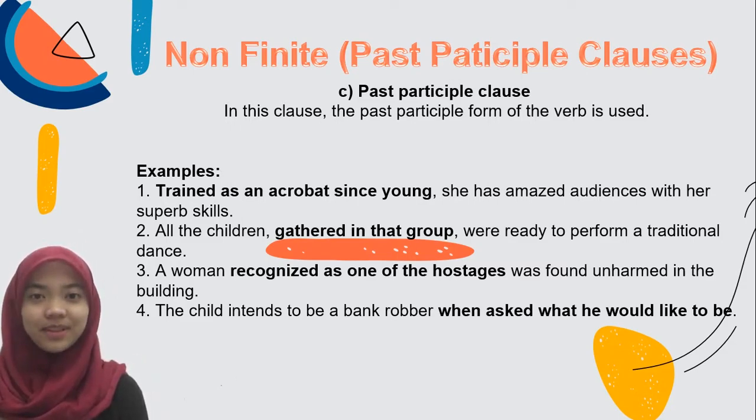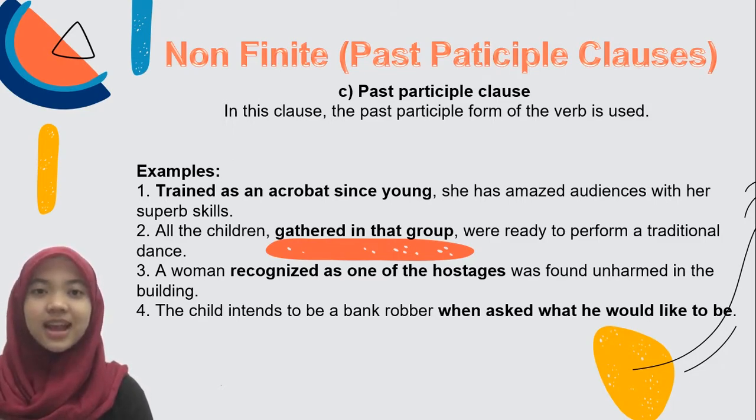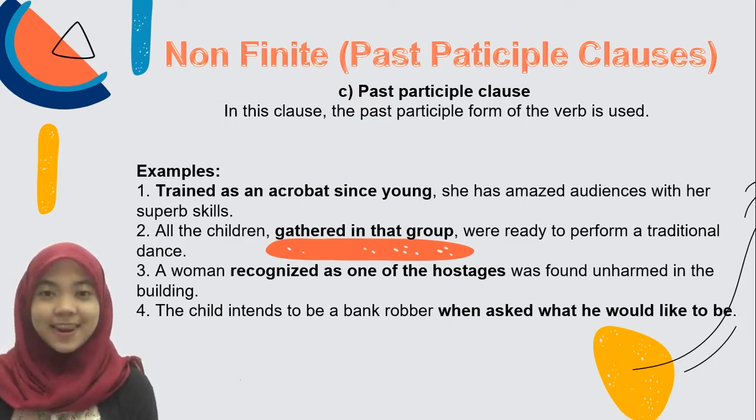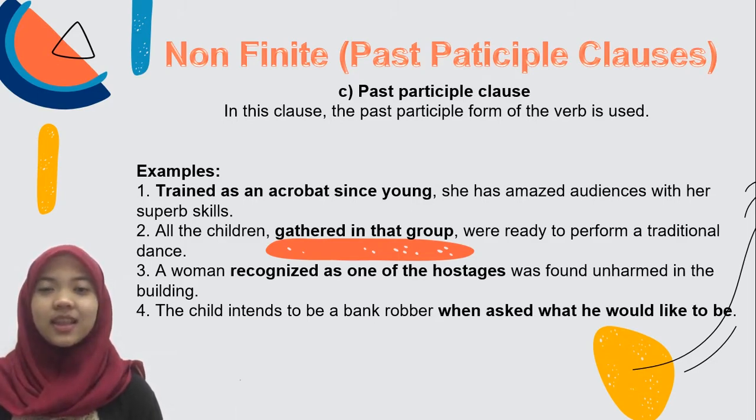For example, the first: trained as an acrobat since young, she has amazed audiences with her superb skills, and so on. As you can see, trained, gathered, recognized, and asked are formed by adding -ed.